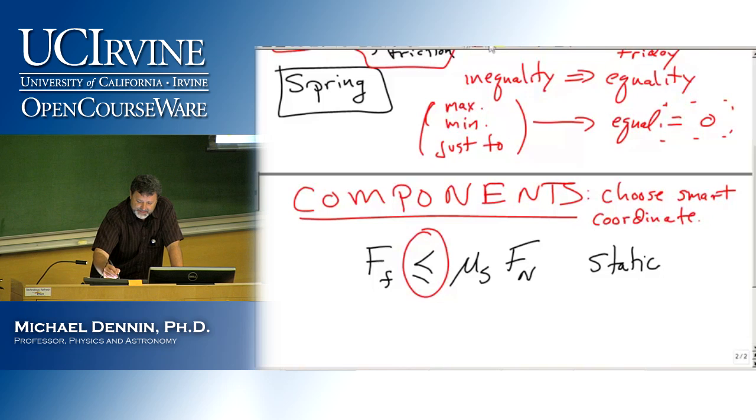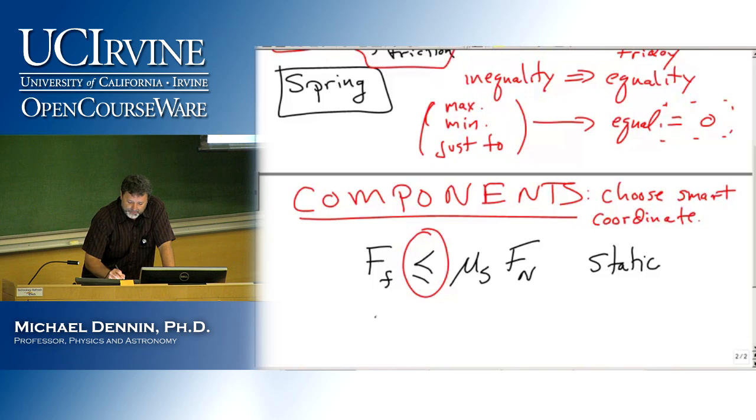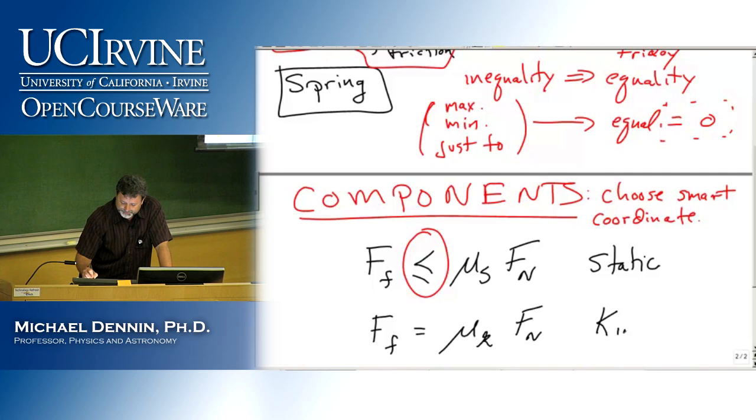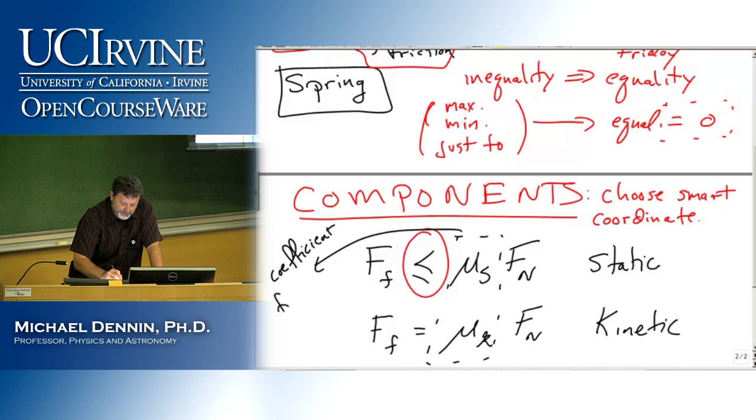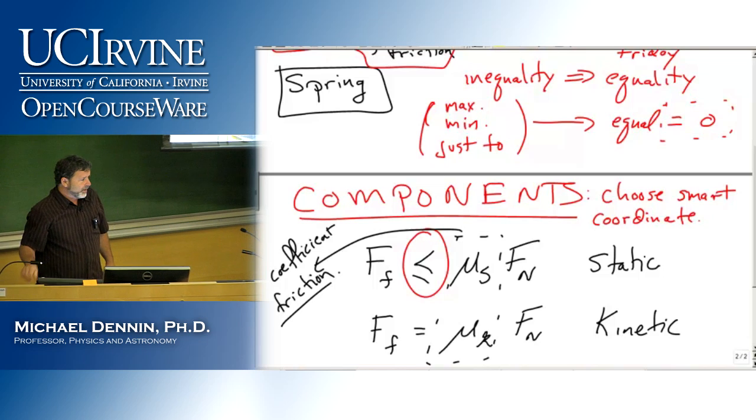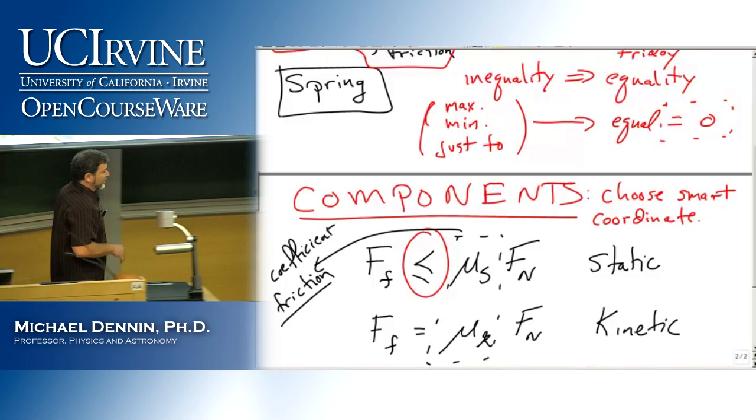It's given by a less than or equal to. And the other is kinetic friction. Now, in all these cases, we have a coefficient of friction that you will be either given or have to solve for. But those are the main relations we're going to be looking at. And how does it basically work?